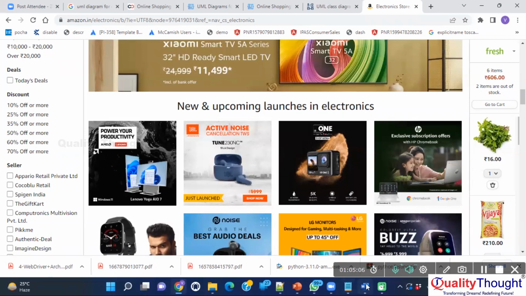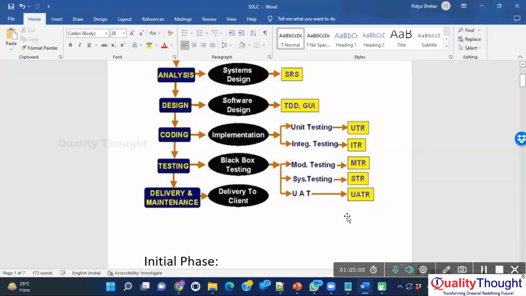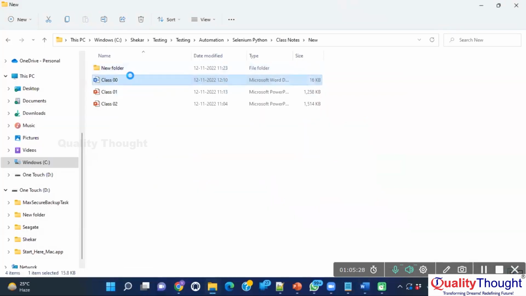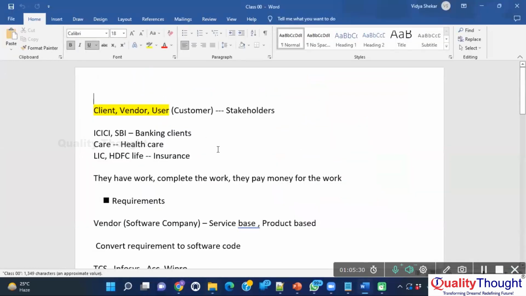What is user acceptance testing? The client will check whether the application meets their requirements or not. Yes. So initially we started the class saying that there are three main people: the client, the vendor, and the end user. I'll write it as end user. The best term to use is end user.